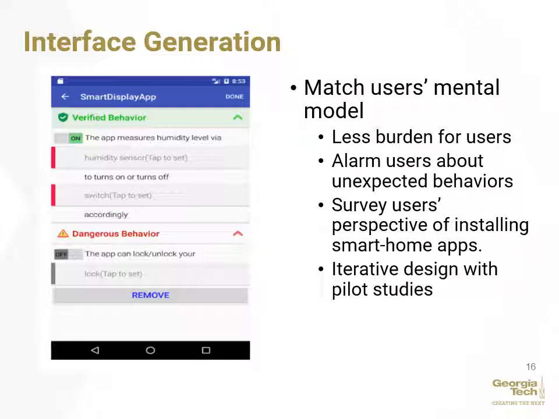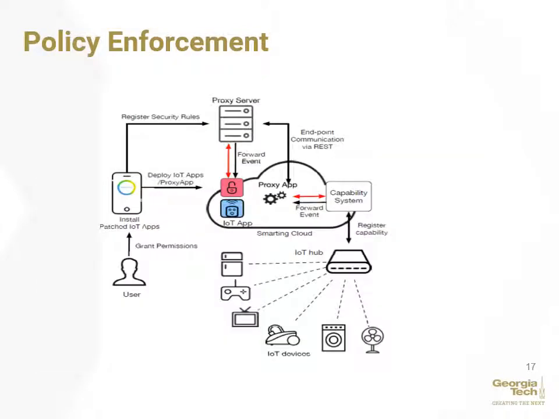If the behaviors are actually related to the functionality of the app, they are shown in green and access is automatically granted. And if the behaviors are suspicious, like unlocking the door, they will be displayed in red and access will be blocked. This way we tell the user exactly what kind of behaviors will be expected and which ones are dangerous. The last step is the end-to-end policy enforcement of the authorization.